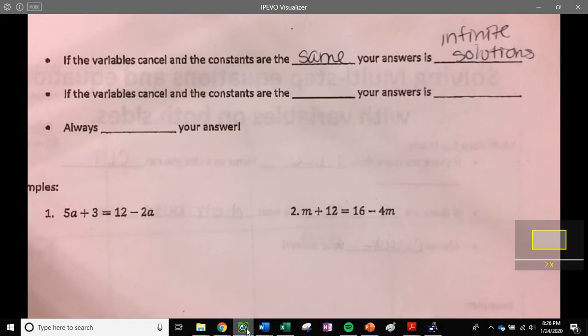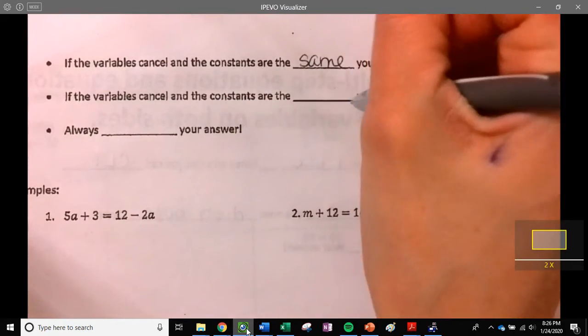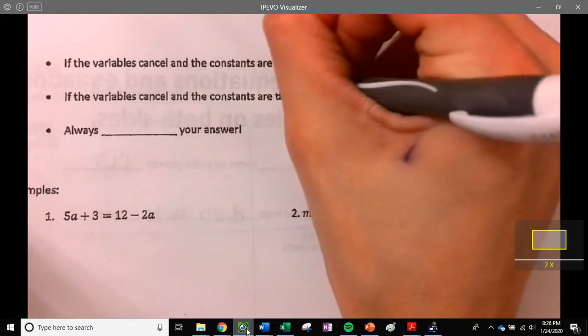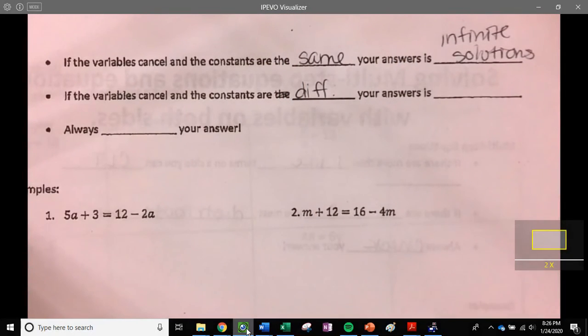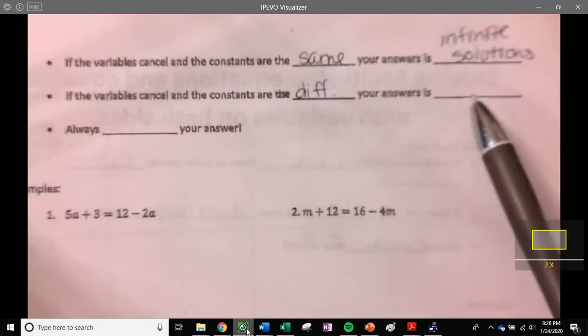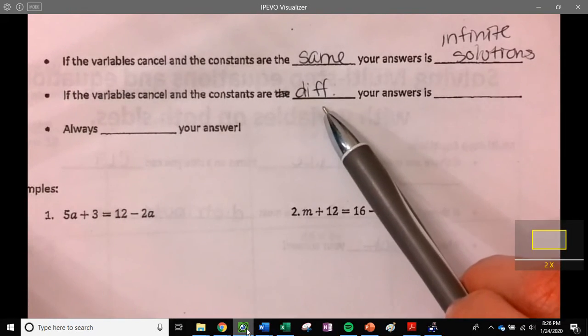Infinite solutions. If your variables cancel each other out so that you have no variables left, and you have the same numbers left on both sides of the equal sign, that means that you could substitute any number into that equation and it would still balance out. You have an infinite number of solutions. Any number would work. If the variables cancel out and your constants are different, I'm just going to put diff because I'm running out of space. What do you think that means? If the same values mean that you have infinite solutions, what could different constants mean?